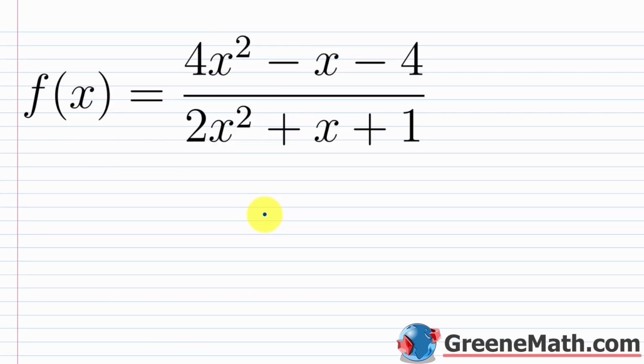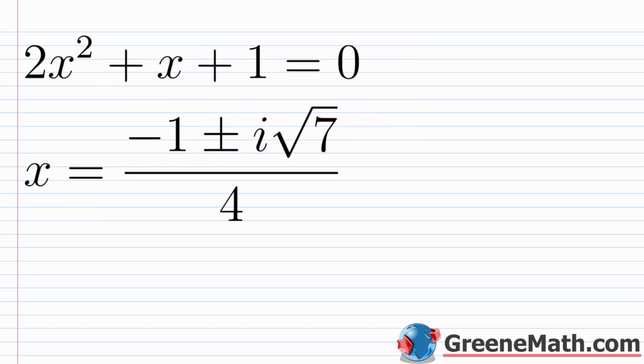All right, let's look at another example. So here we have f of x equals 4x squared minus x minus 4, over 2x squared plus x plus 1. So let's start with the vertical asymptotes. So take the 2x squared plus x plus 1, set it equal to 0, and solve. And what you're going to find, again, you can use the quadratic formula for this, you get two non-real complex solutions. So you get x equals negative 1 plus or minus i times square root of 7, over 4.